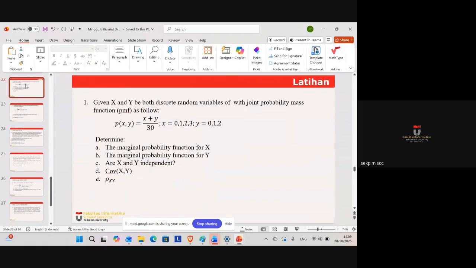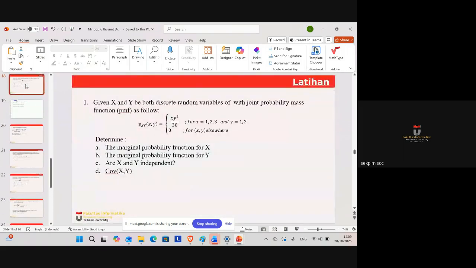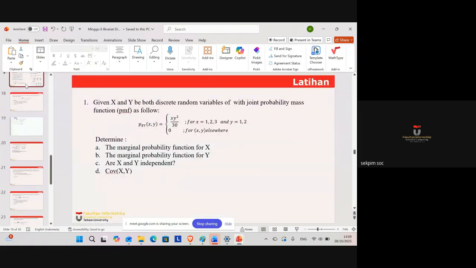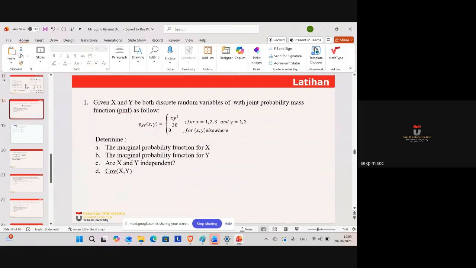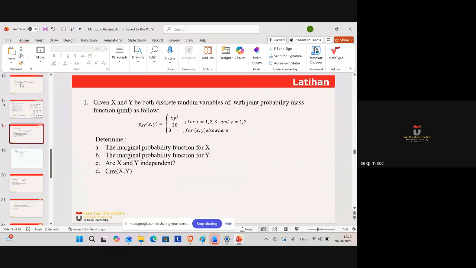And please find the problem from page 18. You can read the example by yourself, okay? But I think we will discuss something similar from the exercise. So please read the page before 18 yourself.